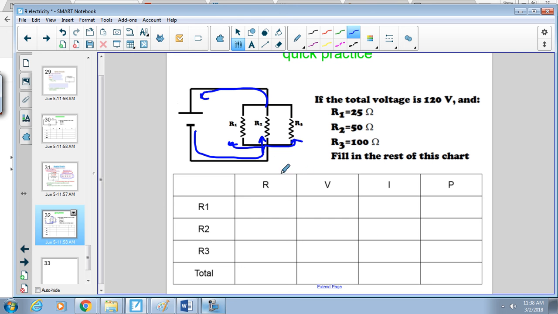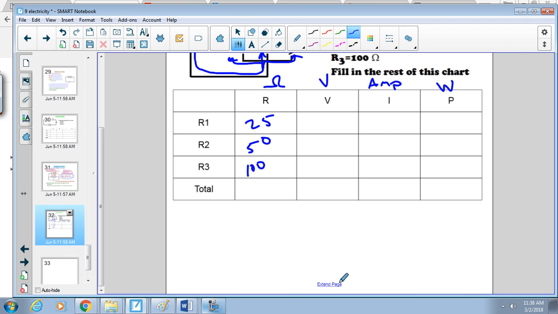Okay, so let's go to our RVIP chart: resistance, voltage, current, and power. Resistor 1 is 25, resistor 2 is 50, and resistor 3 is 100. Now to find total resistance, we cannot just add them together like we did in series. We have to first turn them into fractions, add the fractions together, and then take the reciprocal again. So 1 over 25 plus 1 over 50 plus 1 over 100.